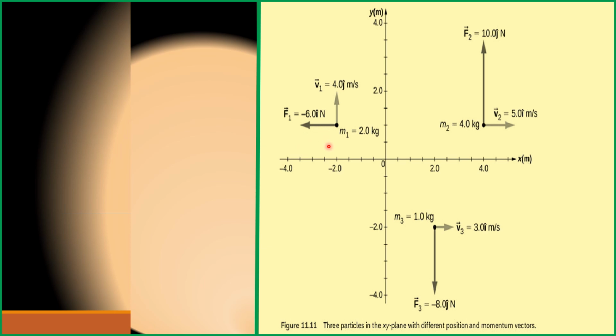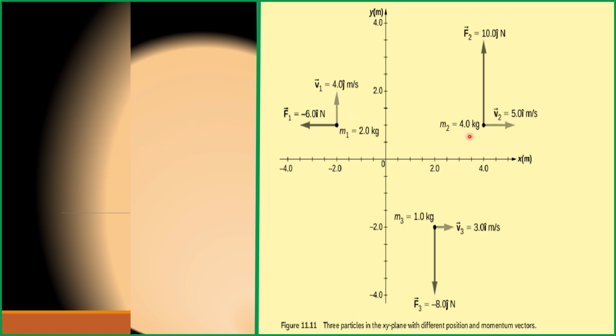Particle 1 is described by its position vector r sub 1 with respect to the origin equal to negative 2.0i plus j, and an instantaneous velocity v sub 1 equal to 4.0j meters per second.